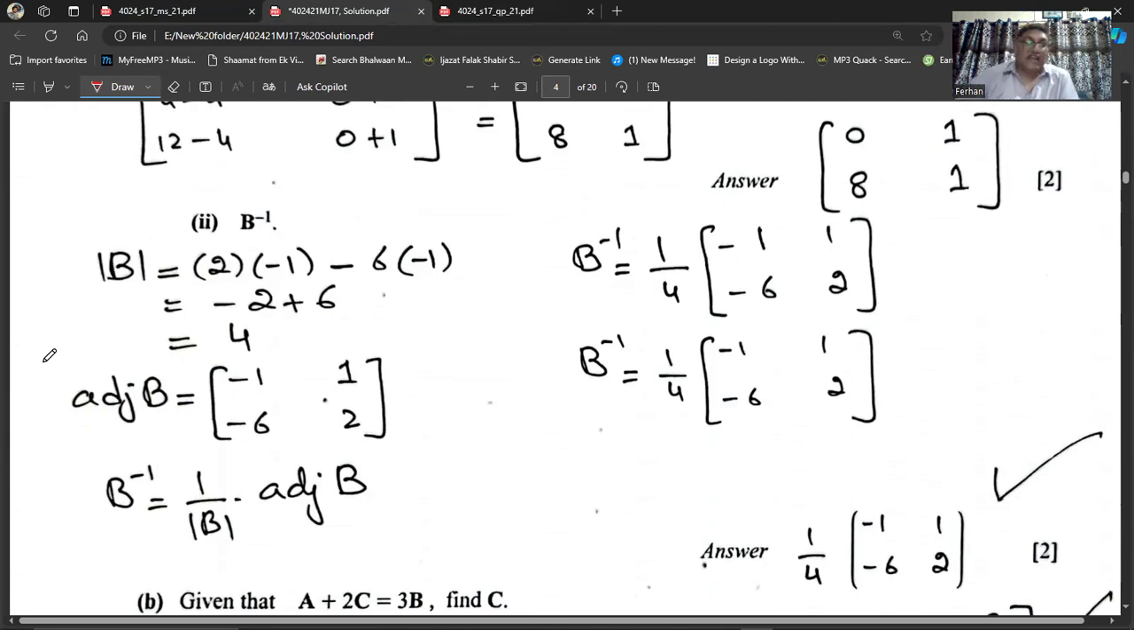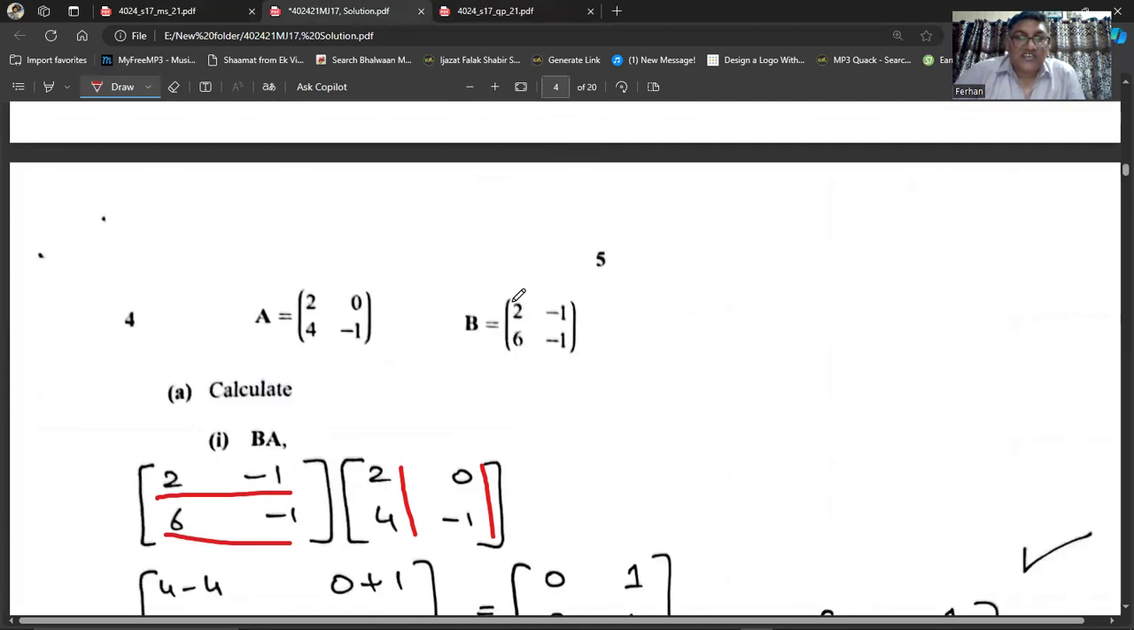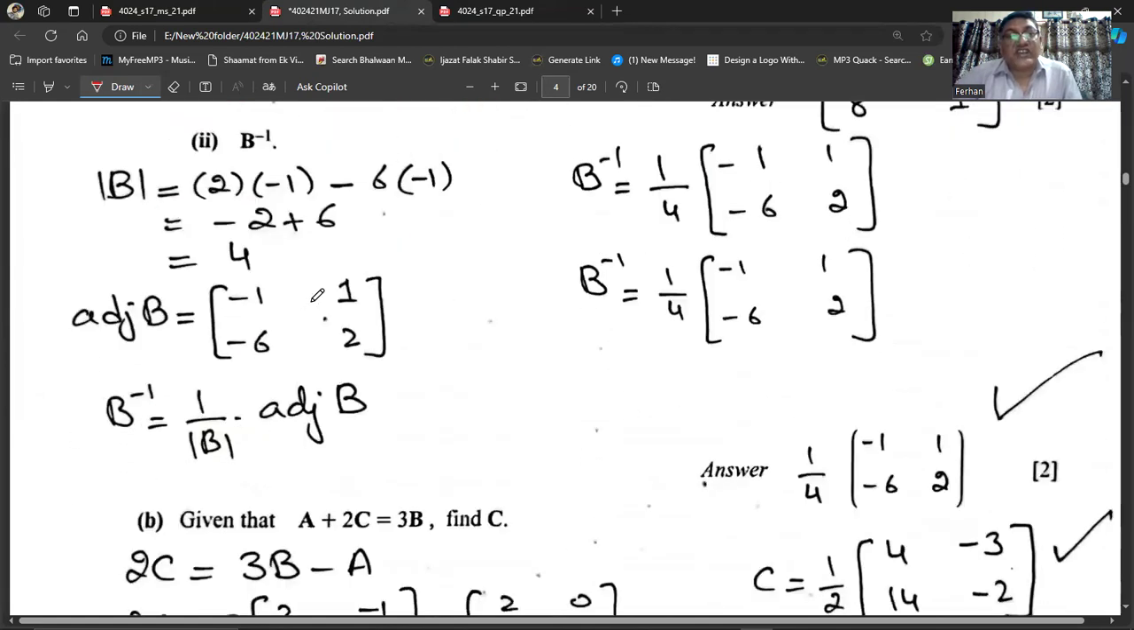Then I will find the adjoint. These two members, their positions will be interchanged with each other. And these two members, their signs will be changed. So the adjoint of B will be minus 1, 1, minus 6, 2. B inverse will be 1 by B determinant into the adjoint of the B. So B inverse will be 1 by 4, and the adjoint of B is minus 1, 1, minus 6, 2. So this is the answer.